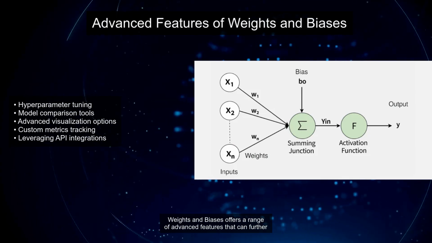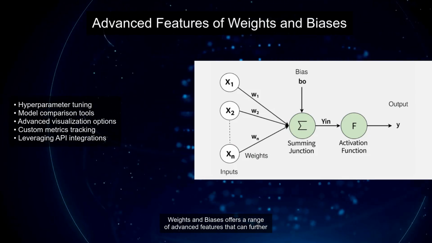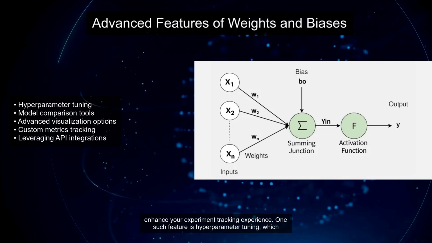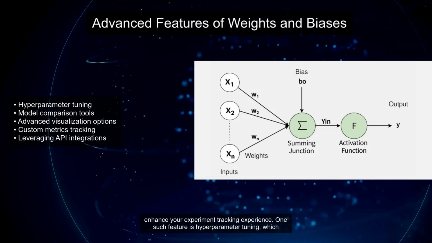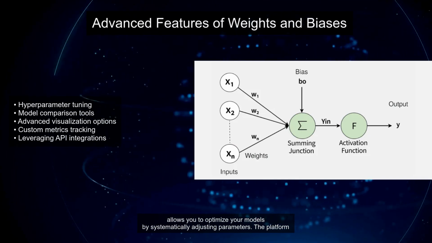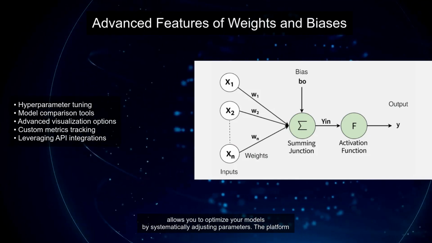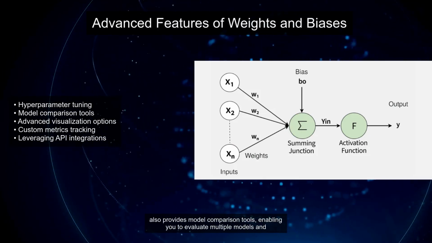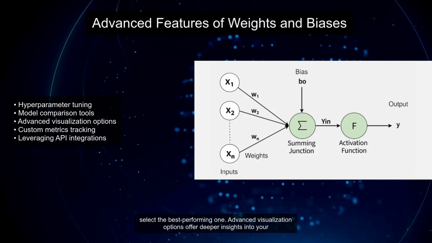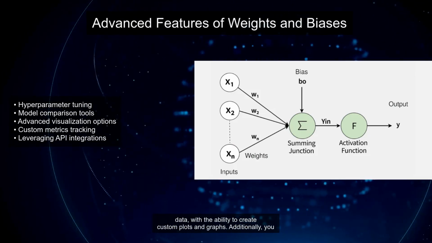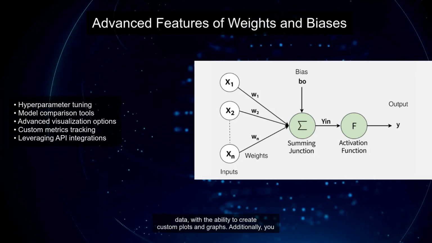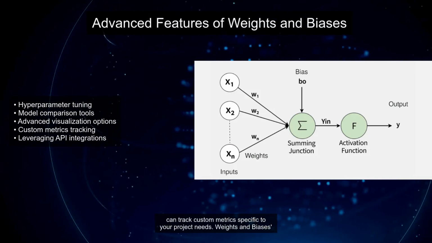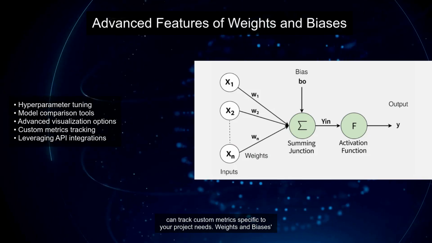Weights and Biases offers a range of advanced features that can further enhance your experiment tracking experience. One such feature is hyperparameter tuning, which allows you to optimize your models by systematically adjusting parameters. The platform also provides model comparison tools, enabling you to evaluate multiple models and select the best performing one. Advanced visualization options offer deeper insights into your data, with the ability to create custom plots and graphs. Additionally, you can track custom metrics specific to your project needs.